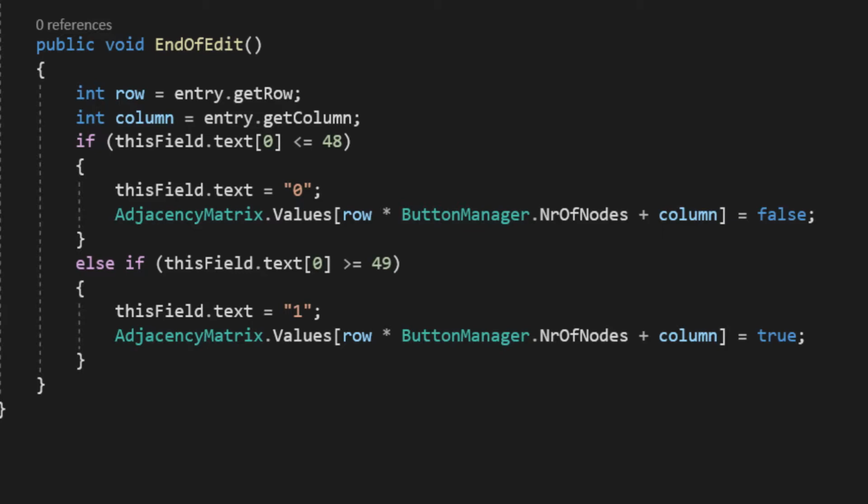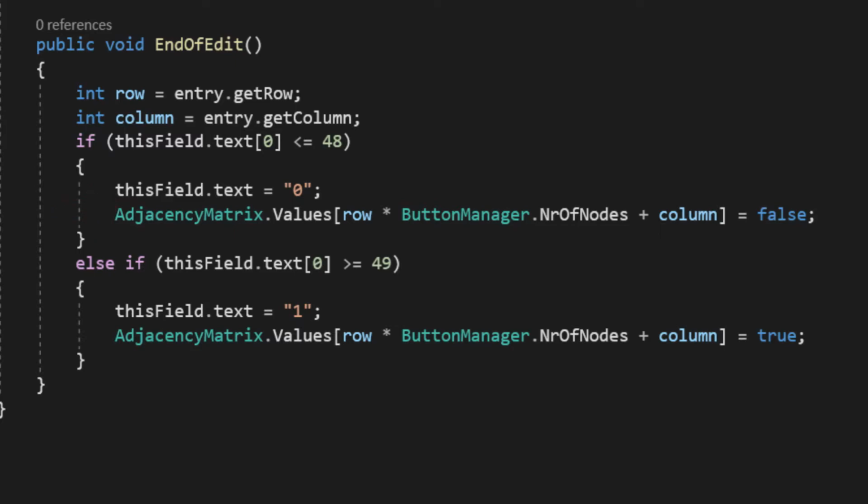What this function does is, first, gets the box row and column from the entry variable. After that, if the first letter of the text is less or equal to 48, 48 is 0 using ASCII codes, and above that, the user can only enter one character, then the text will be 0 and the value at that entry in the matrix will be false, or 0.